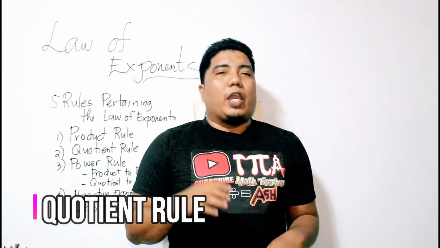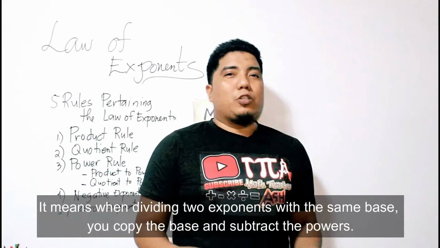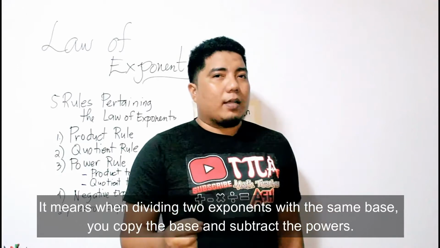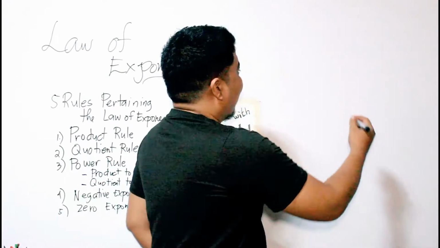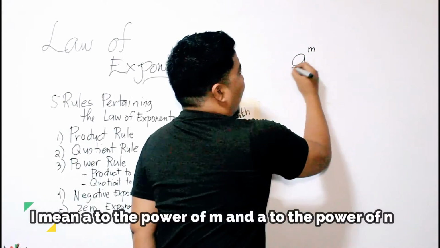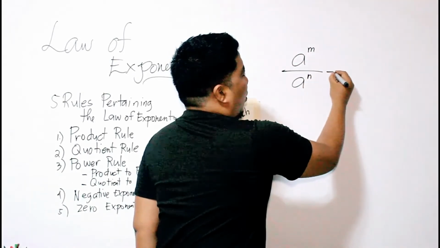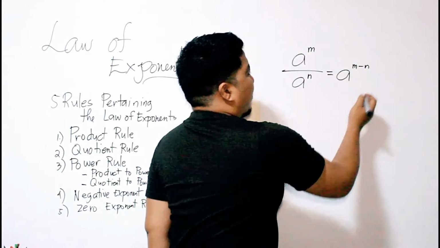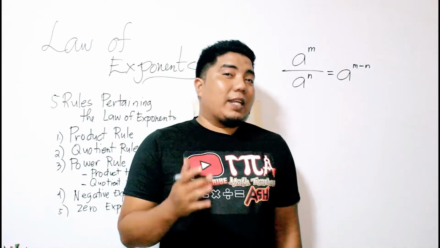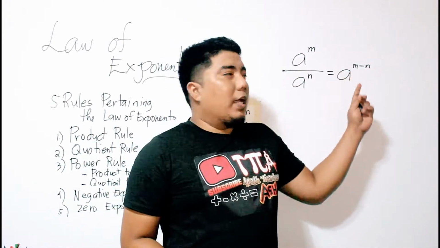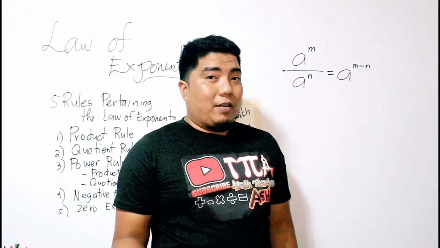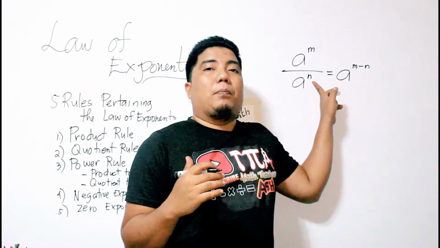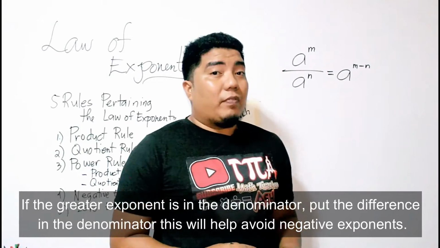According to the quotient rule, if you are dividing expressions with the same base, what you need to do is you just copy the base and subtract the exponents. What do I mean by this? If you have x to the power of m divided by x to the power of n, what you will do is you just copy the base and then you subtract the exponents, m minus n. But there is an exception to the rule. Make sure that m is greater than n, meaning that this number is bigger than this number. Otherwise, you will have a negative exponent.